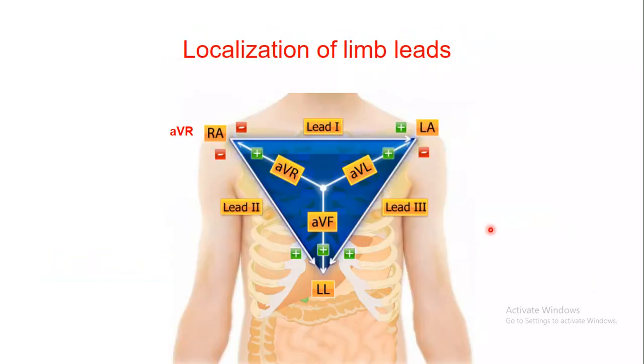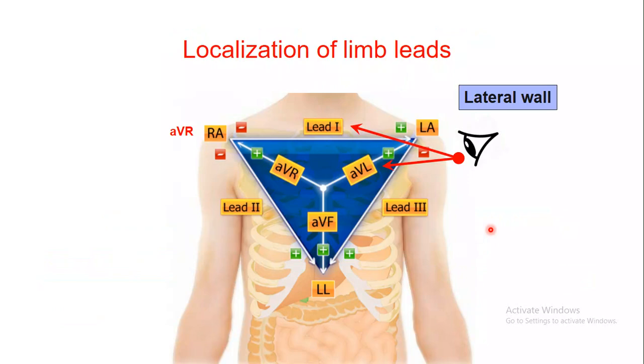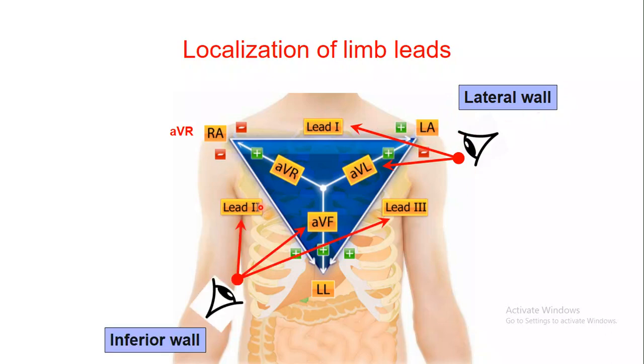So regarding localization using limb leads, lead 1 and AVL are looking towards the lateral surface of the heart, while lead 2, AVF, and lead 3 are looking at the inferior wall of the heart.